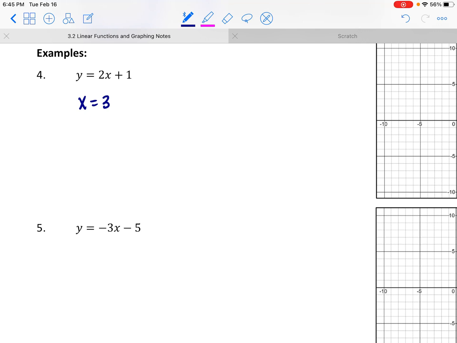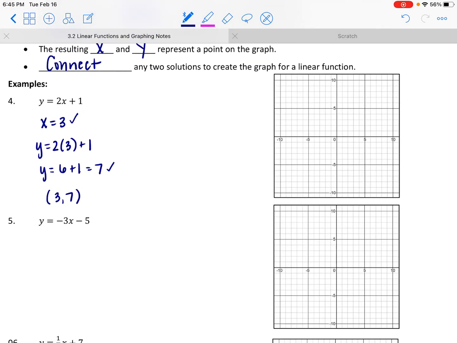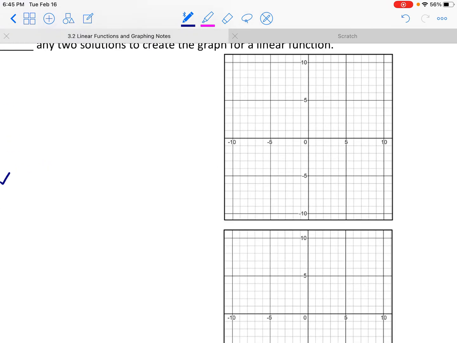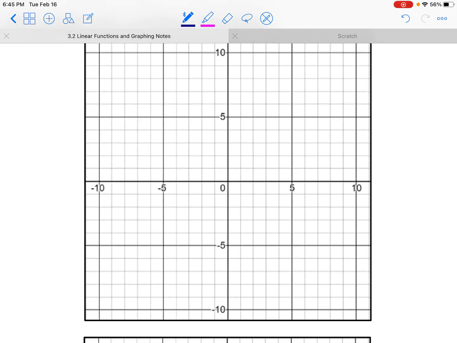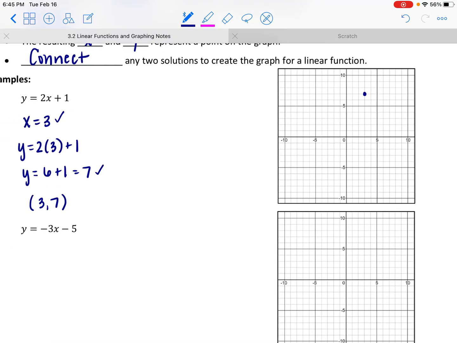If I plug it in, then I'm going to have y equal to 2 times, instead of x, I'm putting in 3, and then I have plus 1. And see what happens is I can find the value of the remaining variable. So 2 times 3 is 6, and 6 plus 1 is 7. That means when x is 3, the corresponding y value is 7. So that means there is a point on this graph at (3, 7). So there's 1 point. So I can go ahead and plot that. That point at (3, 7) tells me from the origin to go right 3 and up 7. So there's that point.